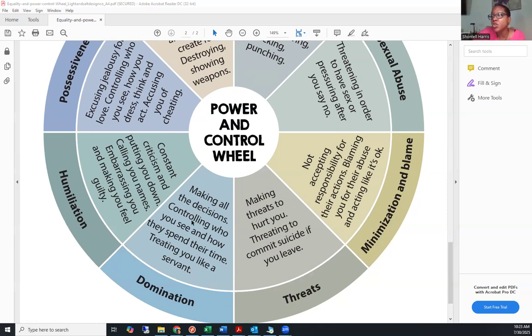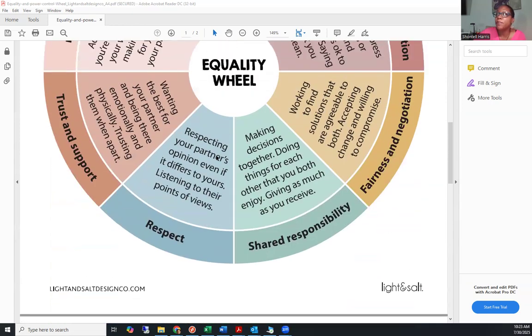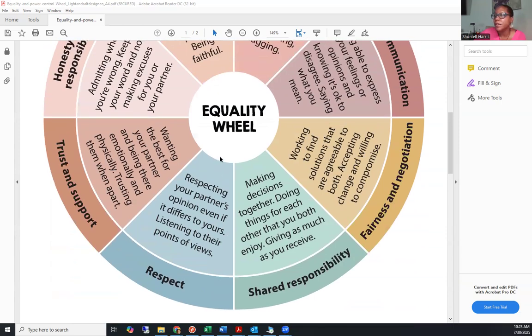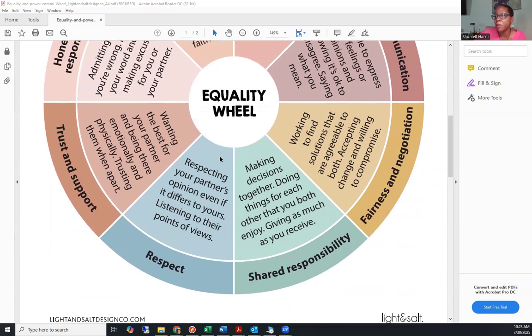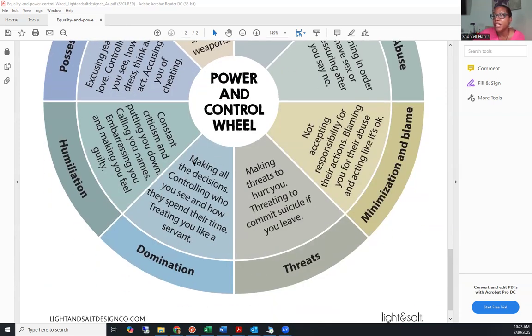Domination: making all the decisions, controlling who you see and how you spend your time, treating you like a servant. So domination, I think, matches up with shared responsibility, as its opposite, because shared responsibility is making decisions together, doing things for each other, and you both enjoy giving as much as you get. When you look at domination, the person makes all the decisions. You don't have a say in anything; this is how it is and that's it. Having people buy into the ideas of what you want is better than forcing somebody to do it. So you don't want to be treated like a servant.